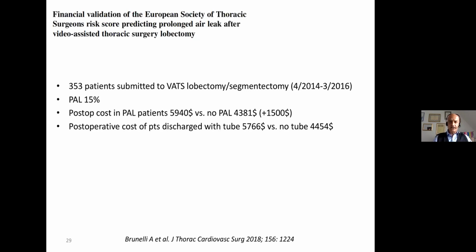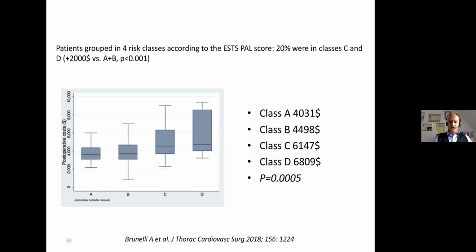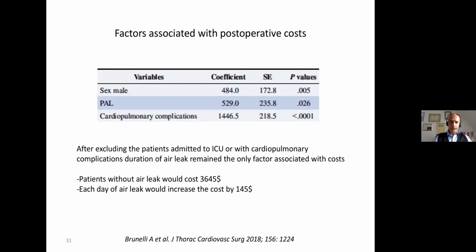These patients still stay in hospital a little bit longer than patients without prolonged air leak, and they tend to come back more often after discharge, increasing cost. The patients were then grouped in 4 risk classes according to the ESDS PAL score we have seen before. 20% were in classes C and D, and they had on average $2,000 higher postoperative cost compared to classes A and B. So the score could be useful also to predict the financial outcome of patients with prolonged air leak.